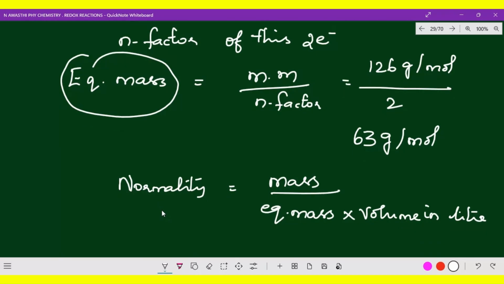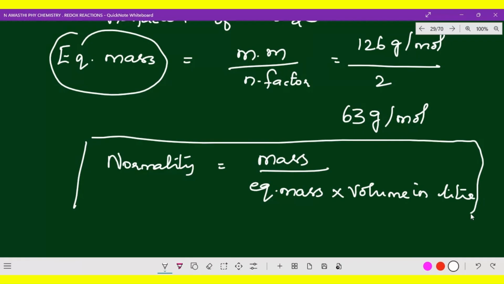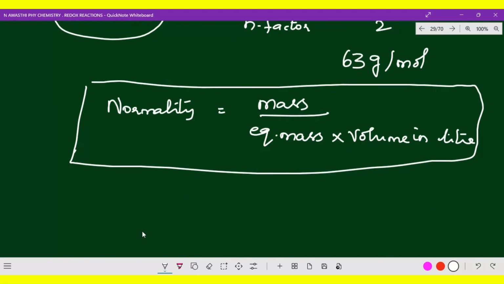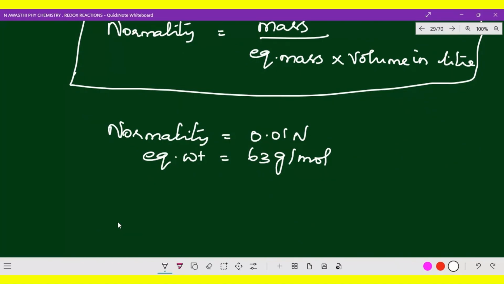Now this is the other statement. Normality equals given mass by equivalent mass into volume in liter, because they are asking for the given mass. Normality equals 0.01 N. Equivalent mass equals 63 gram per mole, right? Now the next step: substitute these values.